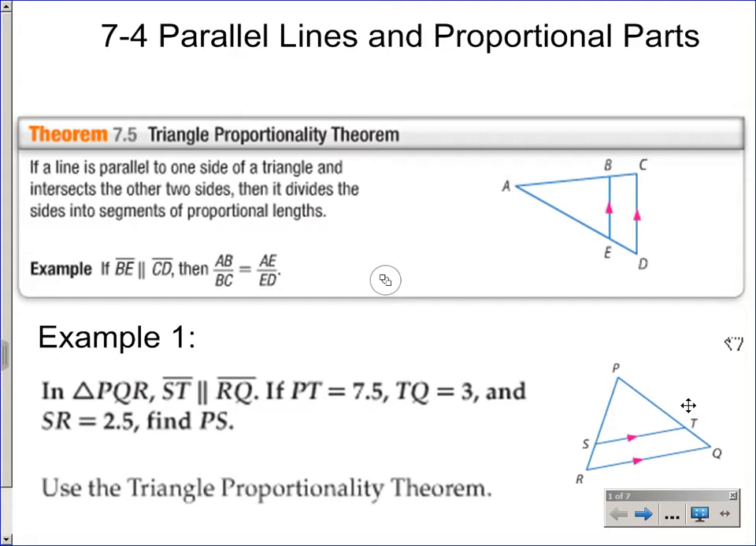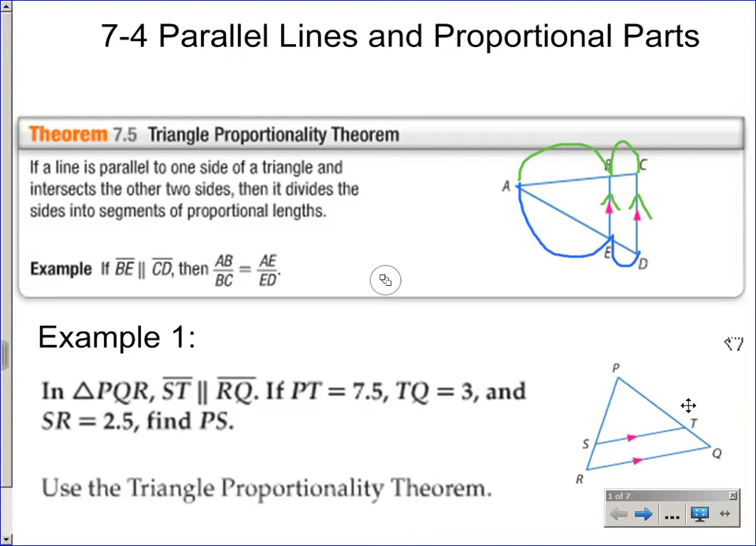And essentially what it's saying is that if you have these two parallel lines, then you can set up a proportion saying that the relationship between AB and BC should be equal to the relationship between AE and ED, because the parallel lines are creating these equal sections. So let's go ahead and try it.